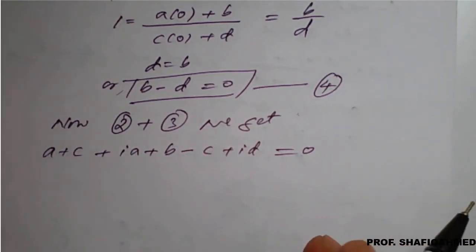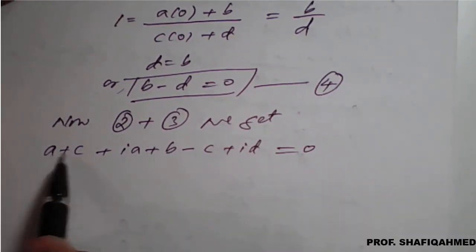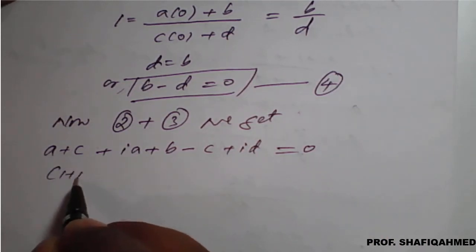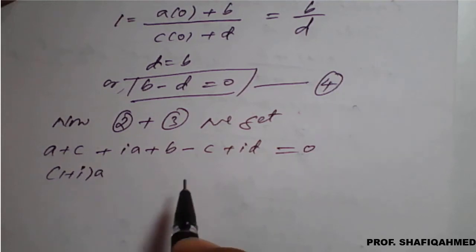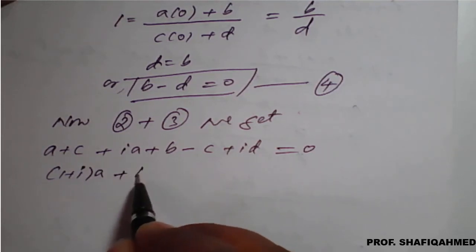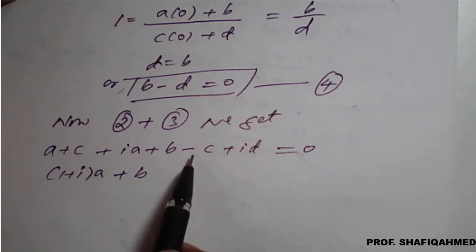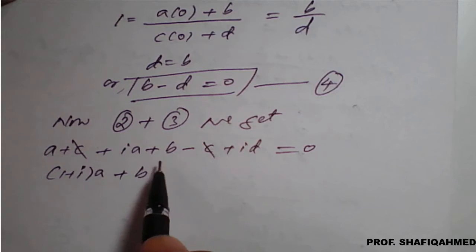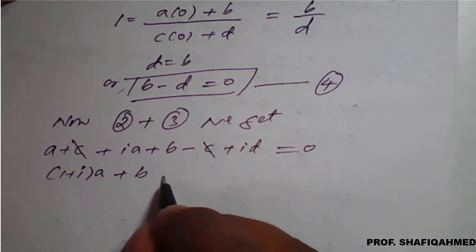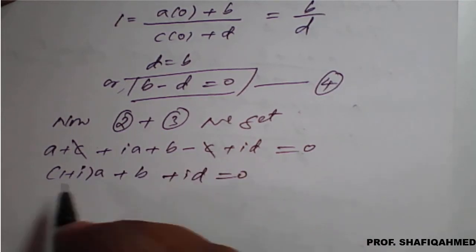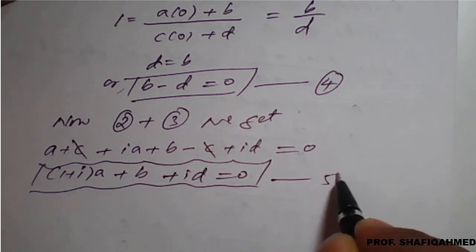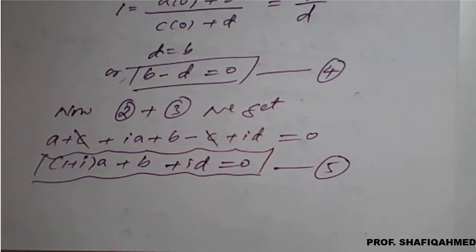On rearrangement you can observe that we have A and iA. Among this I will take A common, so we'll get (1 plus i) of A. Then B is alone, write plus B. C plus C and minus C is there, which are going to be cancelled. Then what is left here is iD, that is plus iD equal to 0. I will make this one more equation and give the name as 5. Equation 5 is very important to get the values of A, B, C, D.